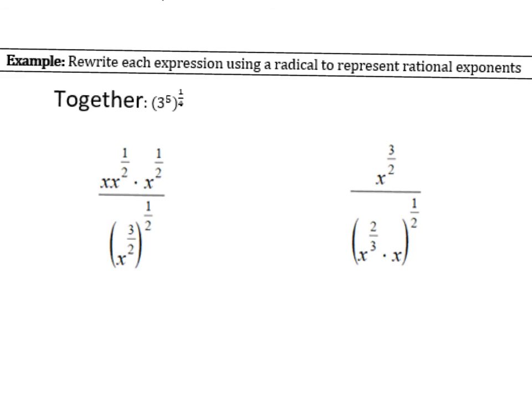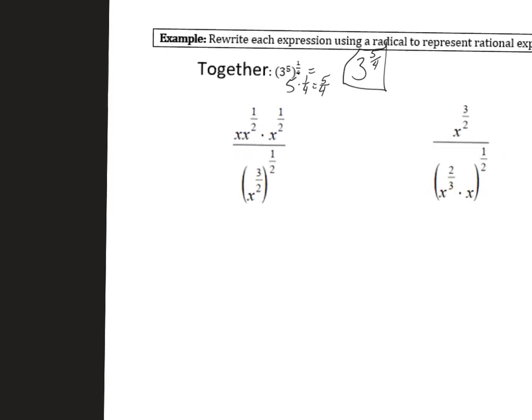Okay, so we just skipped the last question. I want to go to the next page. So 3 to the 5th to the 1/4. We're going to just multiply these two together. So 5 times 1/4. So that tells me I have 5/4. So that just tells me my final answer is 3 to the 5/4. So again, the power rule tells me that I'm multiplying things together. Okay? Okay. So the next one.